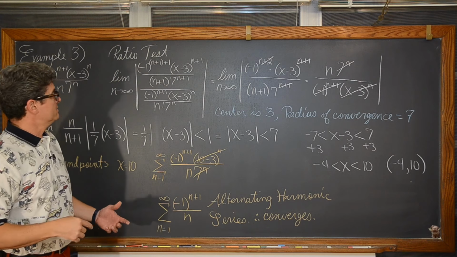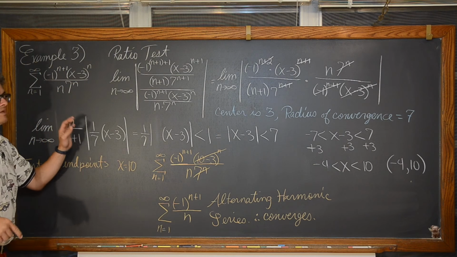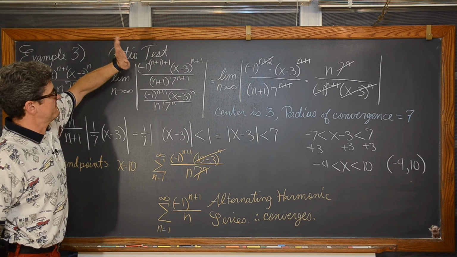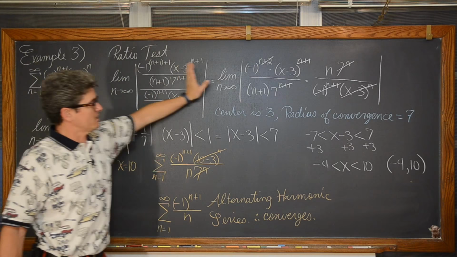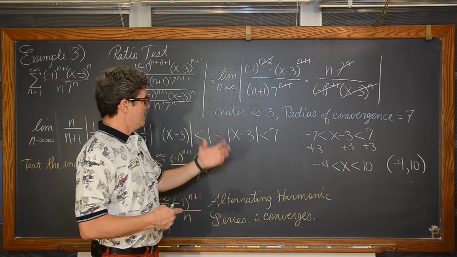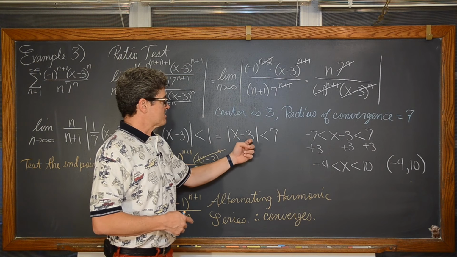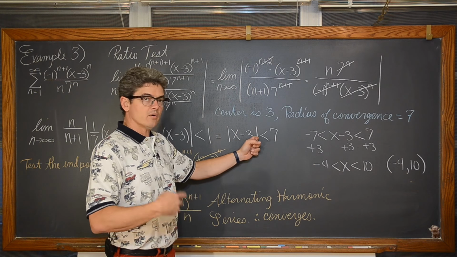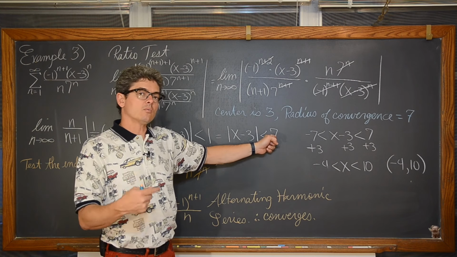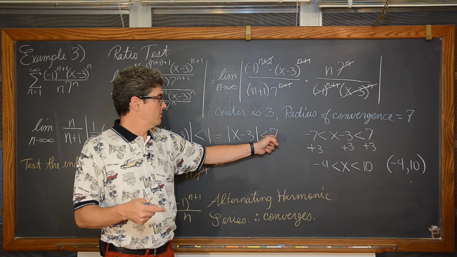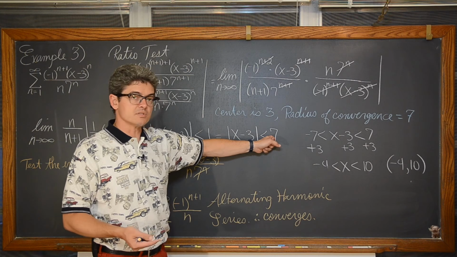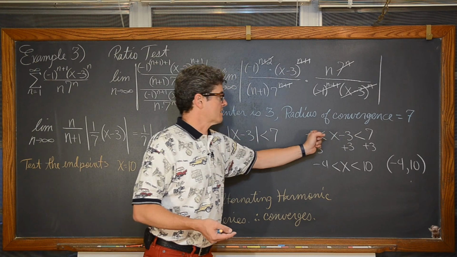So we took our original power series, we set the limit up, we did the ratio test, set the limit up as n approaches infinity of a sub n plus 1 over a sub n. We did a lot of simplification. Unlike the previous two examples, we did get the absolute value of x minus 3, or x minus c, is less than some real r, which is greater than 0. In this case, it was 7. So our center is 3, our radius of convergence is 7. We went ahead and wrote that as a compound inequality.